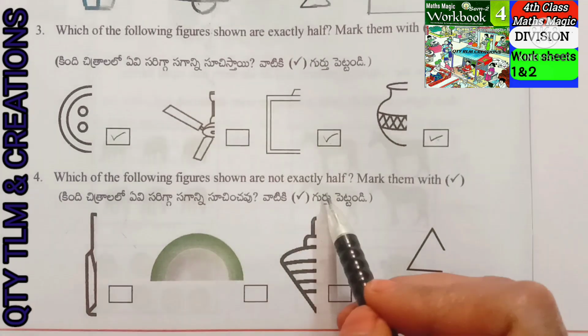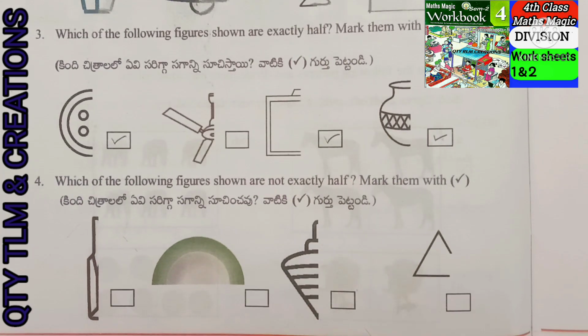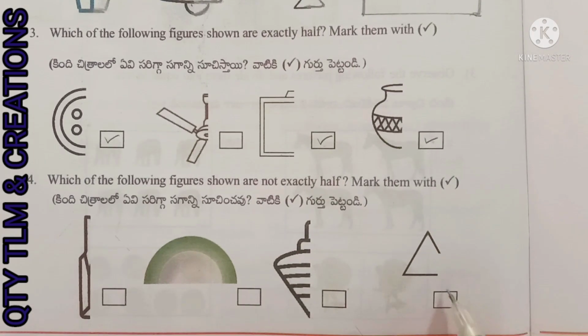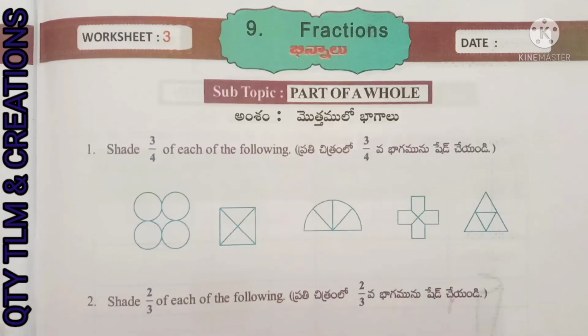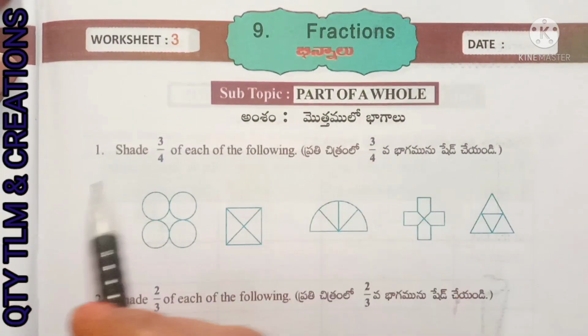Next question, which of the following figures shown are not exactly half? Mark them with a tick. Yes, this bat is shown exactly half. This is also half. Top also half. This triangle is not exactly half. Next worksheet number 3, subtopic part of a whole.